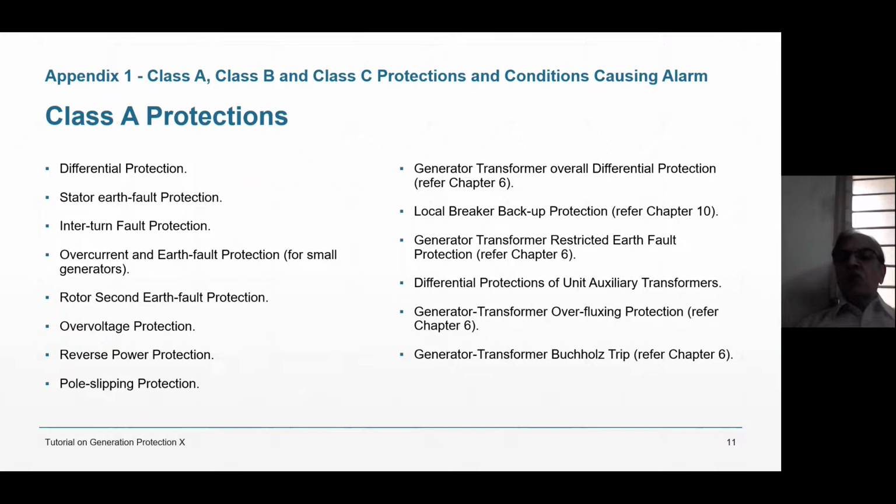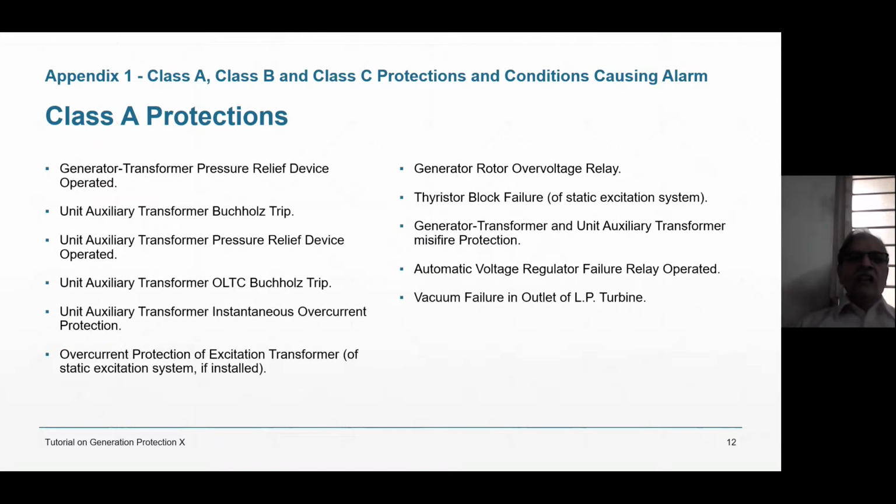Generator transformer Buchholz trip. In Buchholz, there are two contacts. One is an alarm contact and another is a trip contact. That trip contact will initiate the class A protection. Right. So many are class A protections.